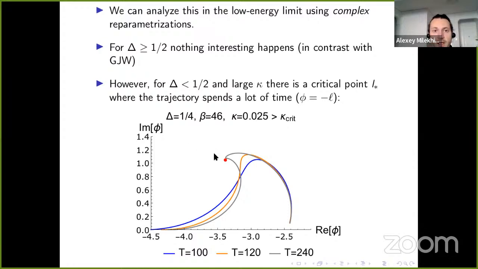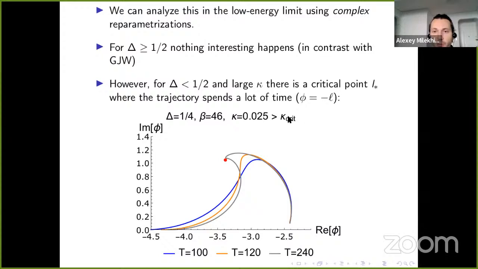For delta greater than 1/2, the trajectories are not sensitive to the presence of the saddle point, and they just run away to infinity right away. But for delta less than 1/2 and large kappa, the saddle point, despite the fact that it's a saddle, attracts the trajectories, and they spend a lot of time together. So this is a kind of characterization of a new phase.